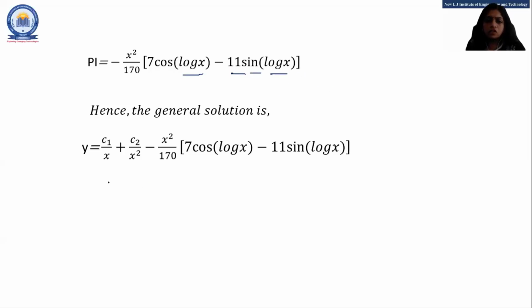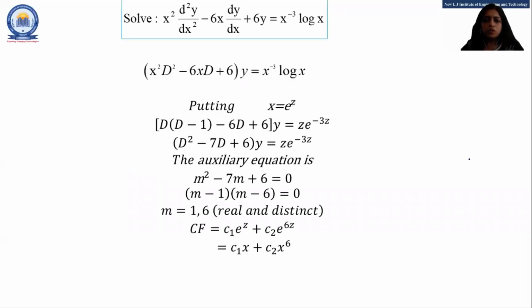And the general solution is CF plus PI. Got it, student? So this is one more example of Euler-Cauchy.